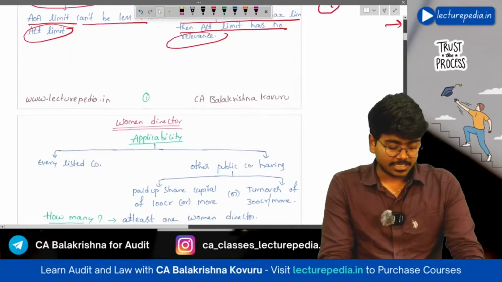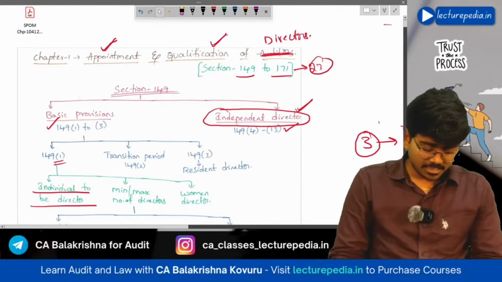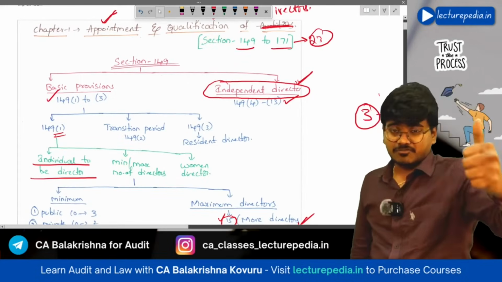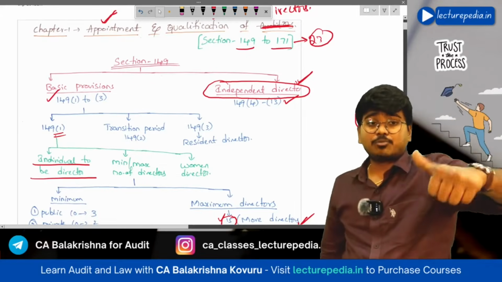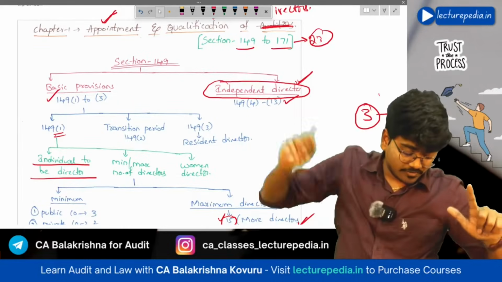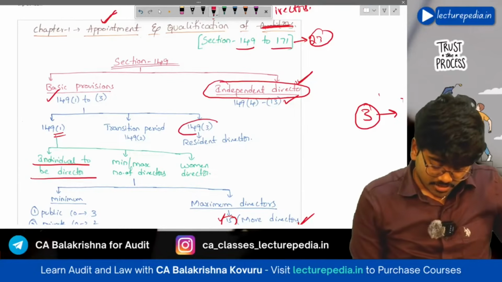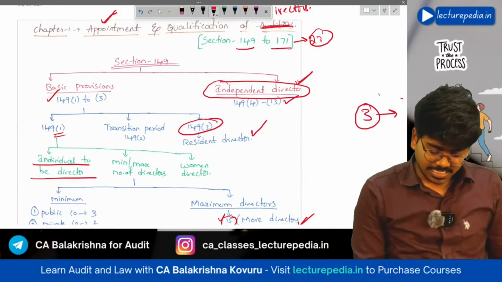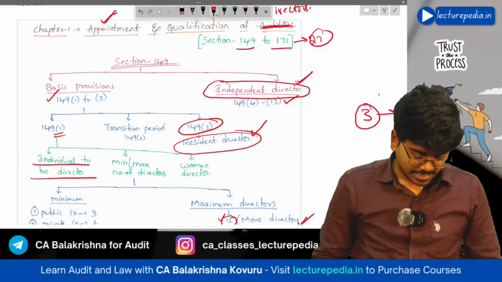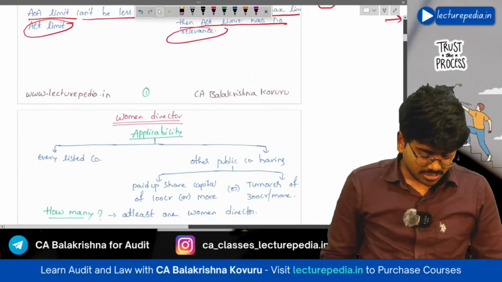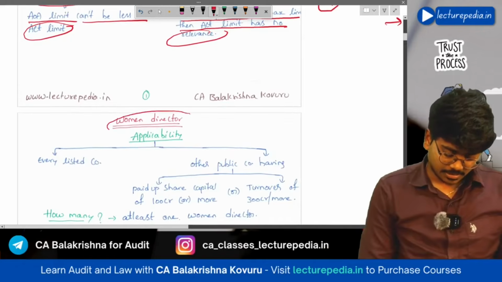So this feasibility has been provided in the Companies Act with respect to maximum and minimum number of directors, right? So the basic provision, section 149 subsection 1, says certain points. What is the first one? Director must be an individual. Next, minimum and maximum number of directors. And section 149 subsection 3 deals with resident director. We'll discuss that resident director, but before discussing resident director, there is a concept of women director.